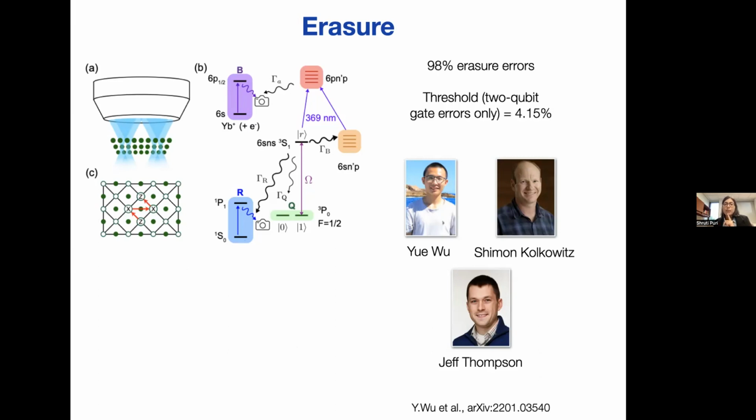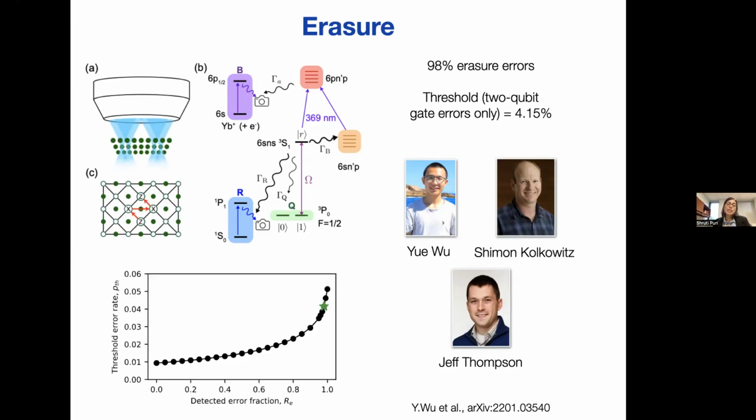So in this case, we find that if 98% of the errors were erasure errors, then the threshold comes out to be about 4.15%. So this is really a big improvement in the threshold by just converting your errors to erasure errors. The other improvement that comes in is the distance of the code itself. It turns out that if your code can correct for t Pauli errors, it can correct for 2t erasure errors. So basically, you get more bang for your buck for the same size of lattice.